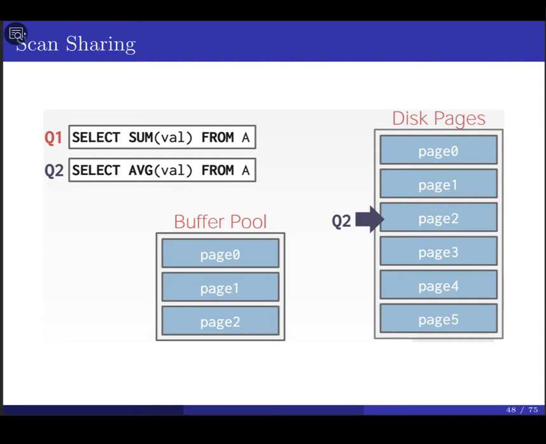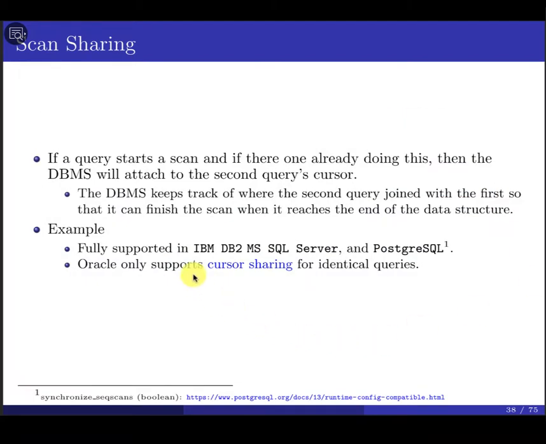That's available in many database management systems. It's supported by IBM Database 2, Microsoft SQL Server, and Postgres. In Postgres, if you take a look at this link, it gives you more details. If you enable synchronized sequence scan, it allows you to attach two queries together, or concurrent scans, reading the same blocks that are being read by multiple queries. In other words, it performs scan sharing. Okay?